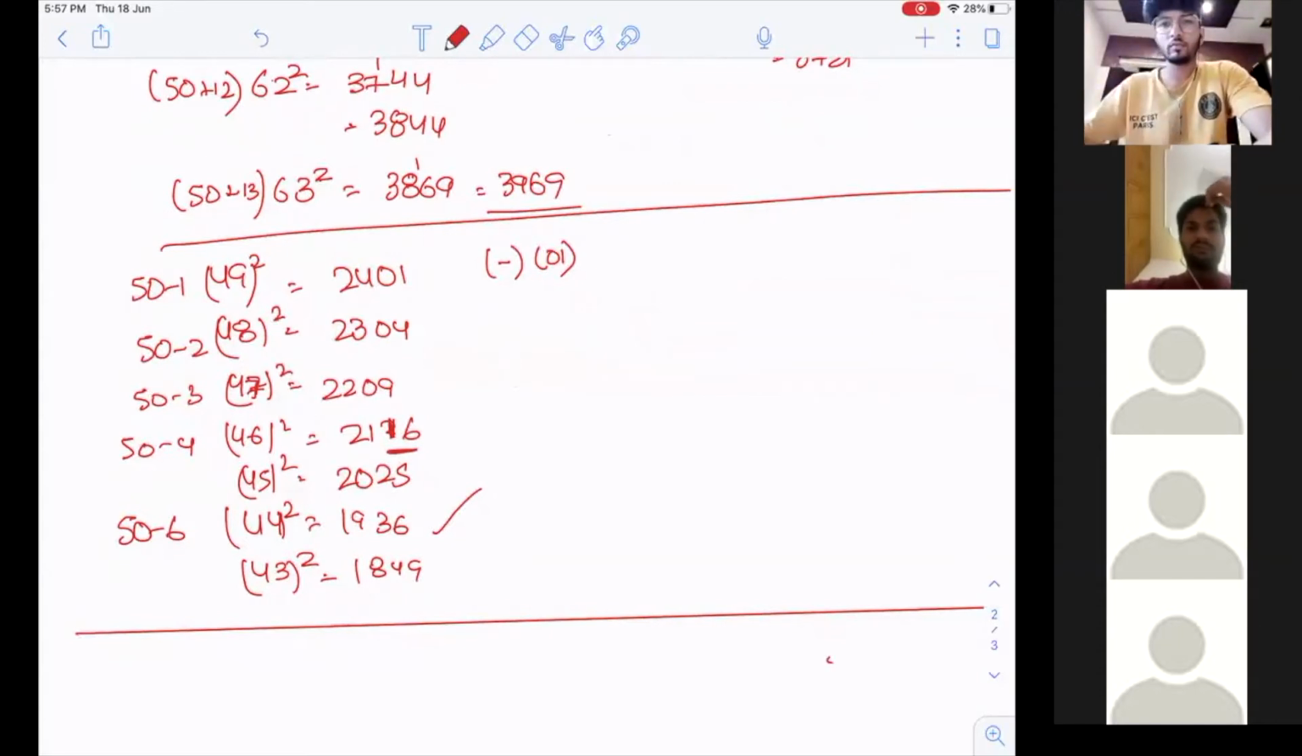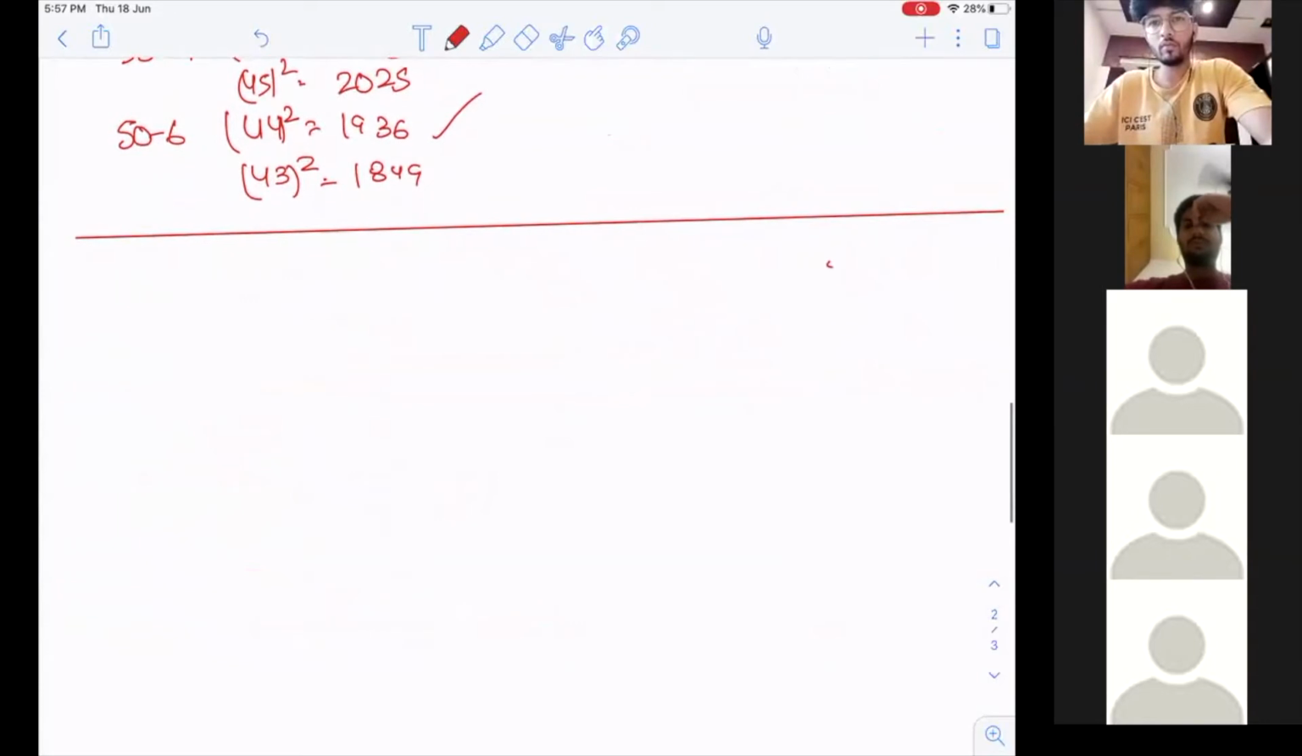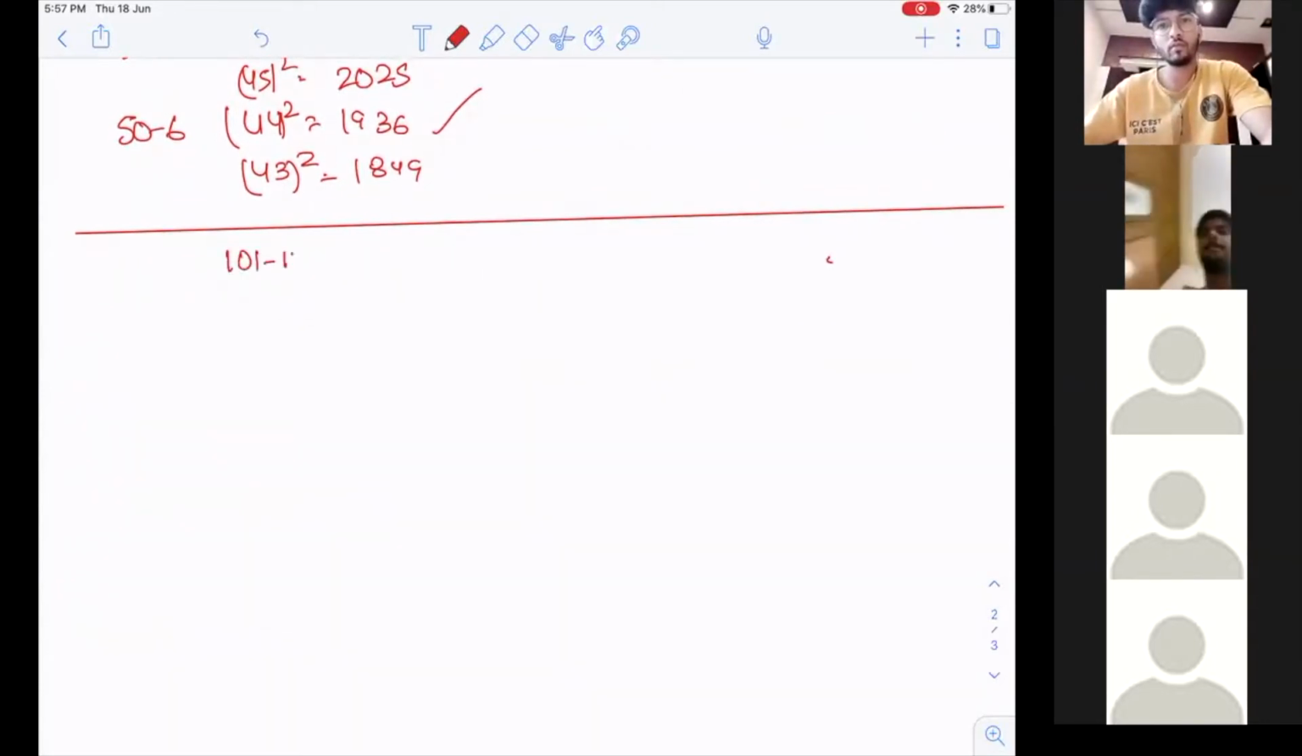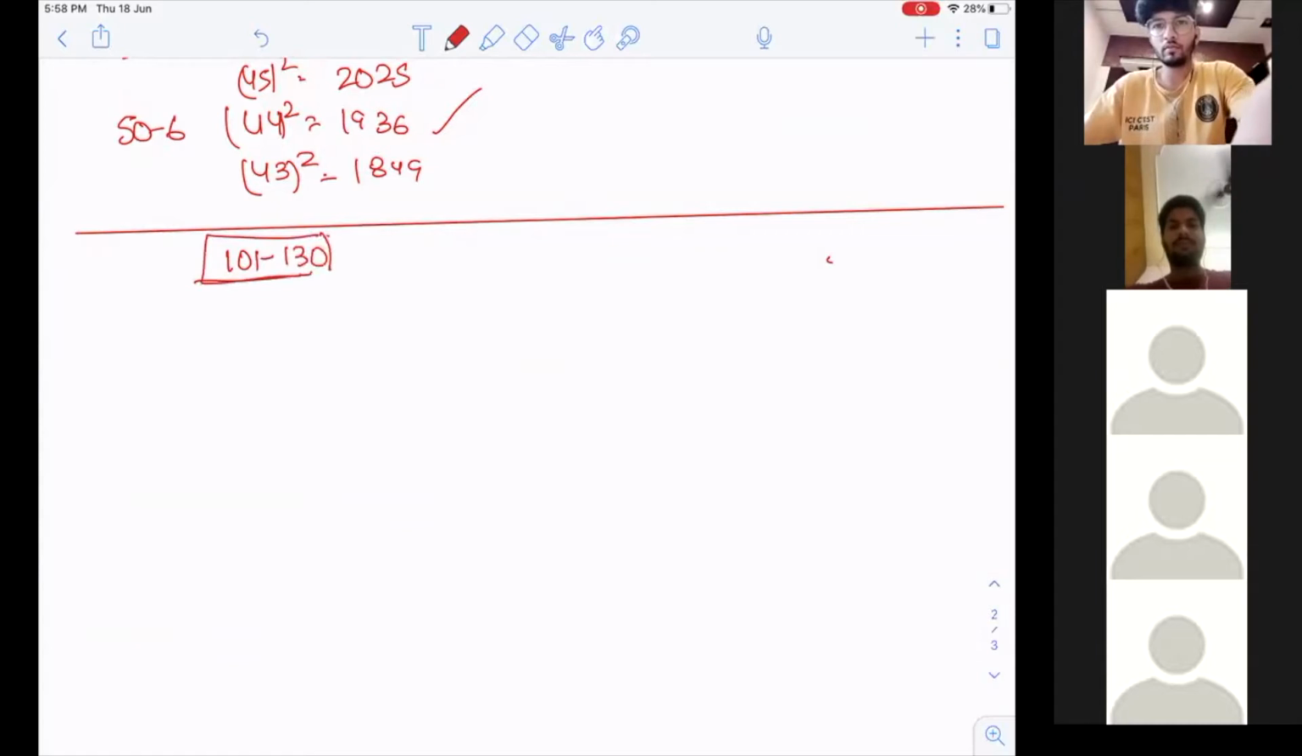The next squares that we do are from 101 to 130. Let me explain this properly, and after that you will be getting all the squares. We'll be doing fractions when we go to percentages. That is what I require when we do fractions. Okay. 101 to 130 square.